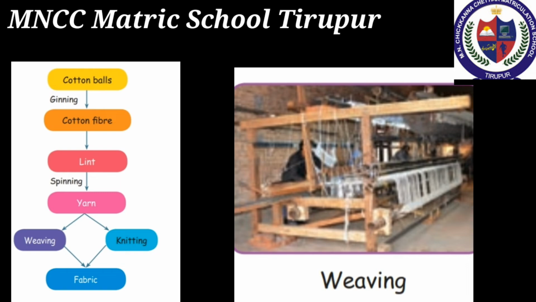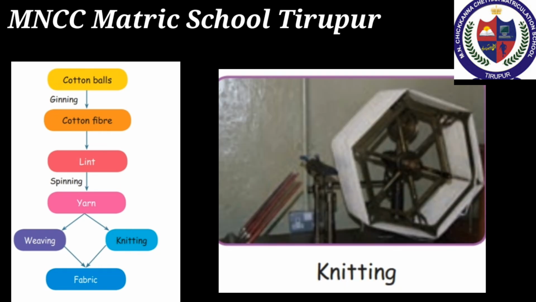The next two steps are very important processes. They are weaving and knitting. First, we'll see about weaving. The process of interlacing two sets of yarns together to make fabric is known as weaving. It is usually done by weavers on a machine called a loom. The looms are hand operated or power operated. Next one is knitting. During knitting, a single yarn is used to make a piece of fabric. It is also done by hand and on machine.